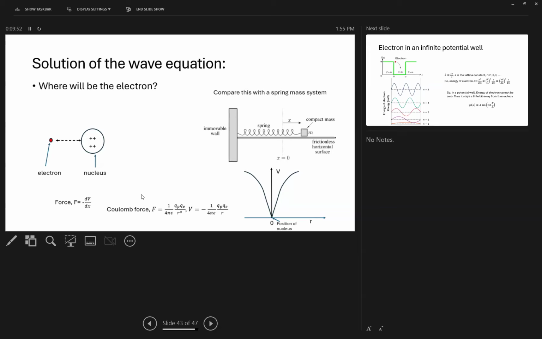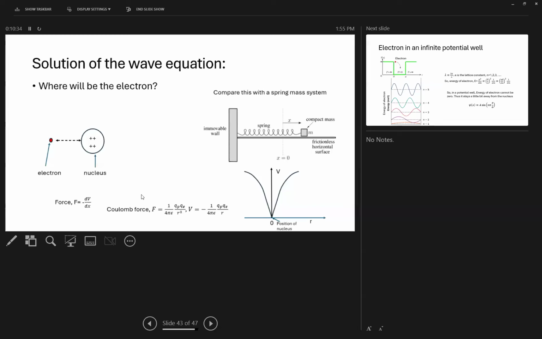Do you know that if I pull a spring by an amount of x, how much force do I need to exert to pull it by that amount? Let's say this is a spring, and the spring constant is k. You pull the spring by an amount of x. Do you know that there is a relation between the force, the spring constant and the displacement x?